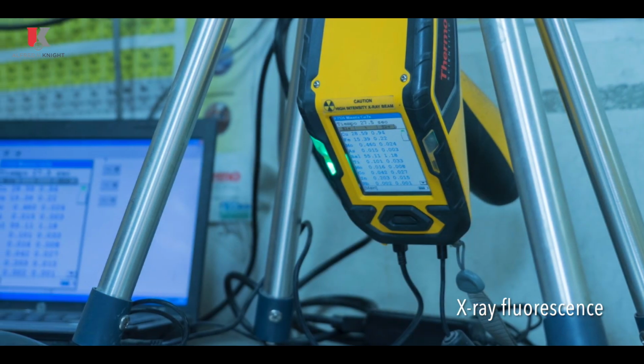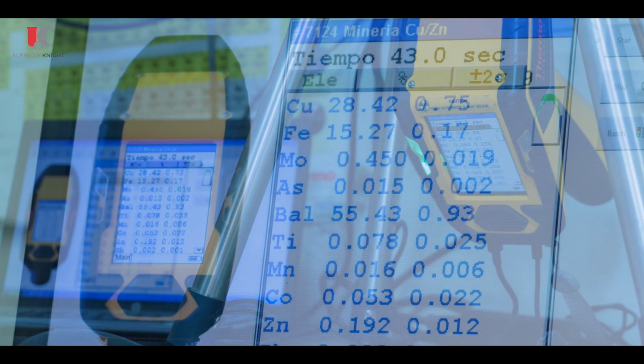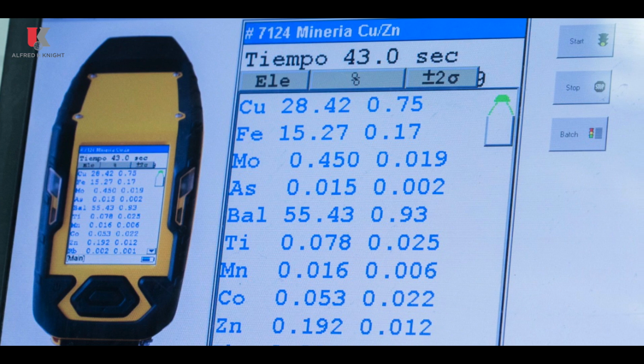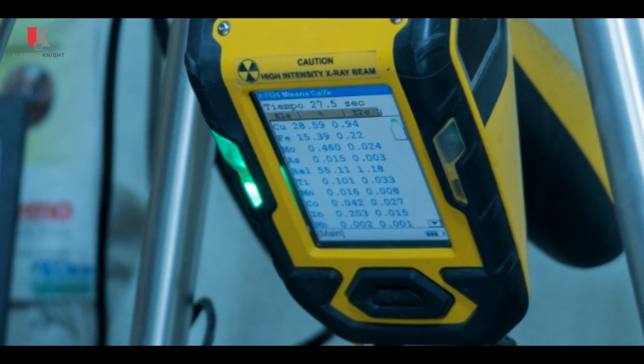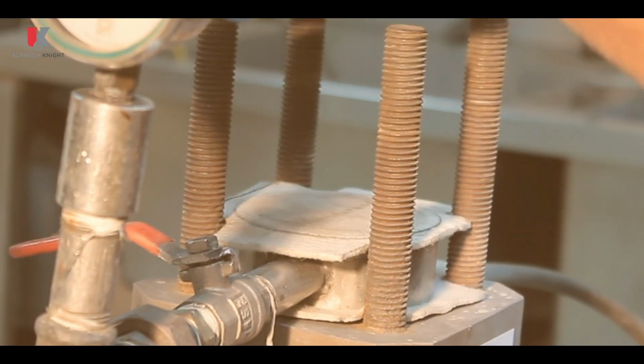X-ray fluorescence. It is a qualitative analysis that allows operational control of copper, iron, molybdenum, and other element grades instantaneously, allowing timely decisions to be made in ore concentration tests.